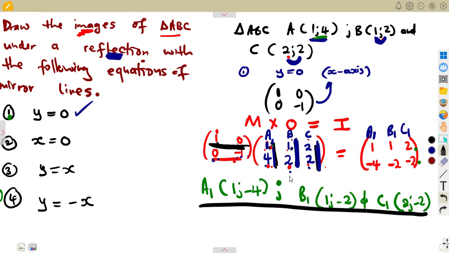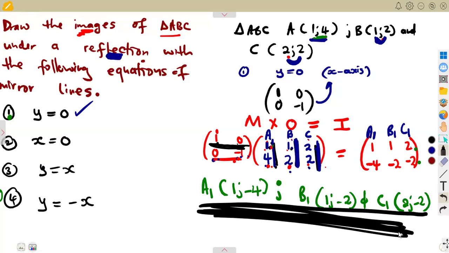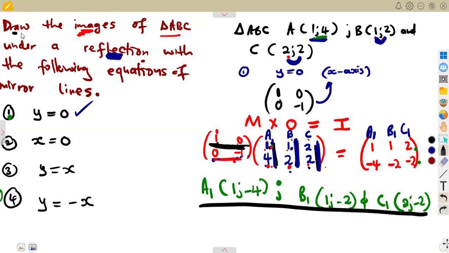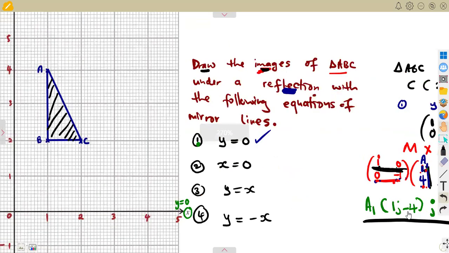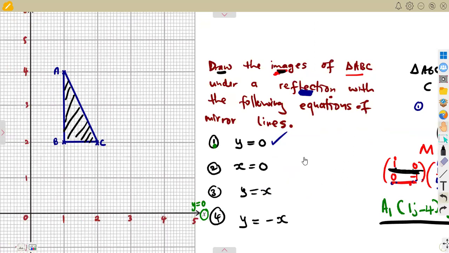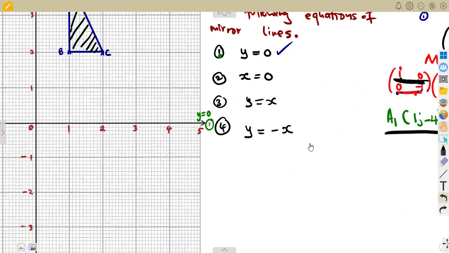So it depends now on the question. If the question was, calculate the coordinates of the image of ABC, you were going to end at this stage. This is to calculate the coordinates of the image. But this one, we are supposed to draw the image. So to draw, we have to mark now these points, 1 minus 4. So A1 is 1 minus 4. That's our A1.